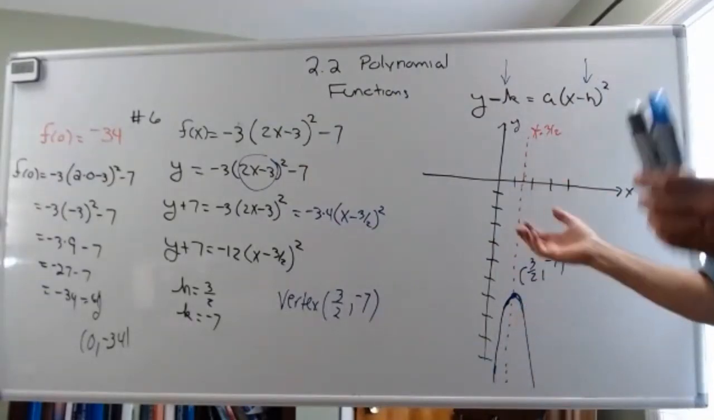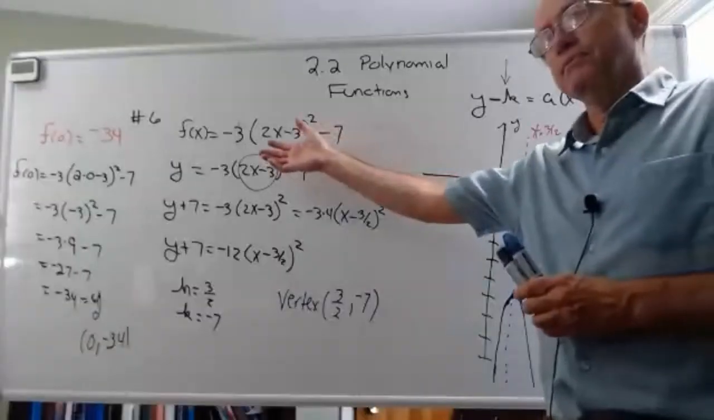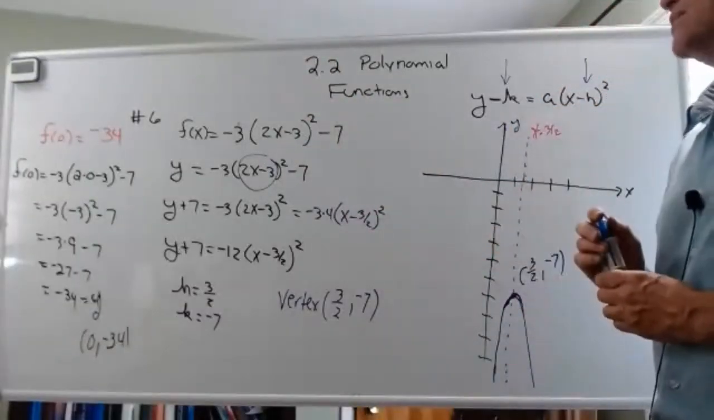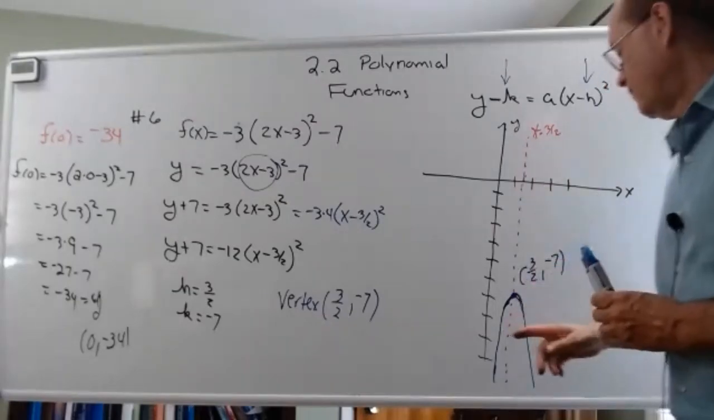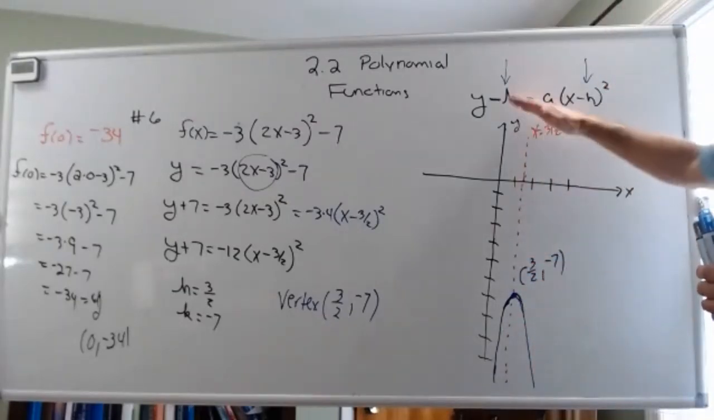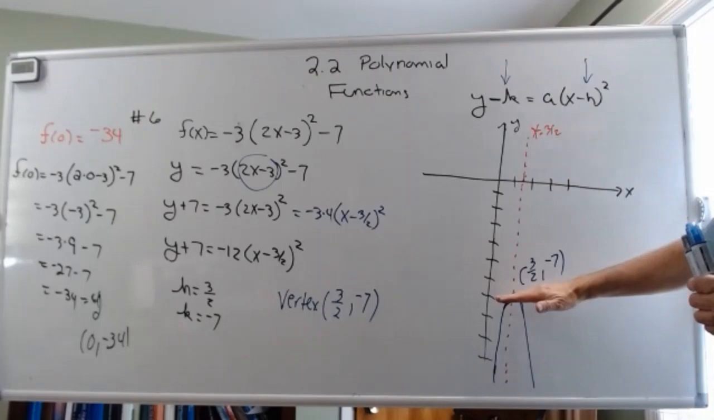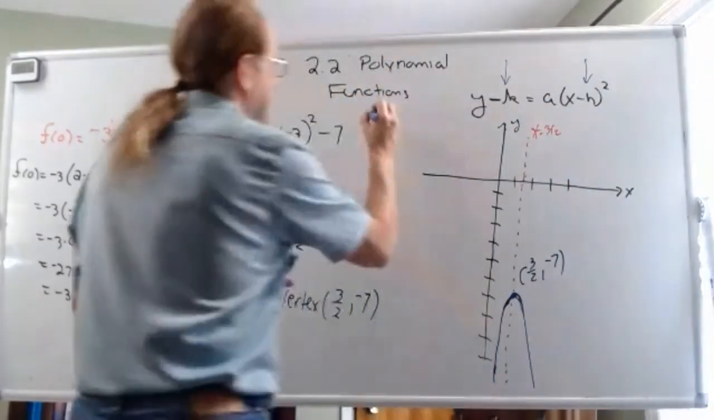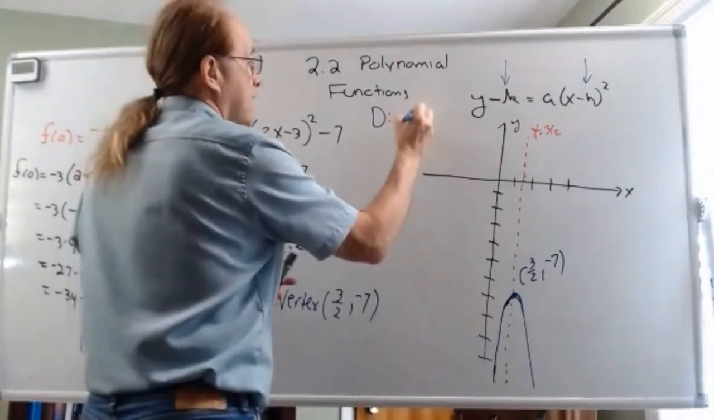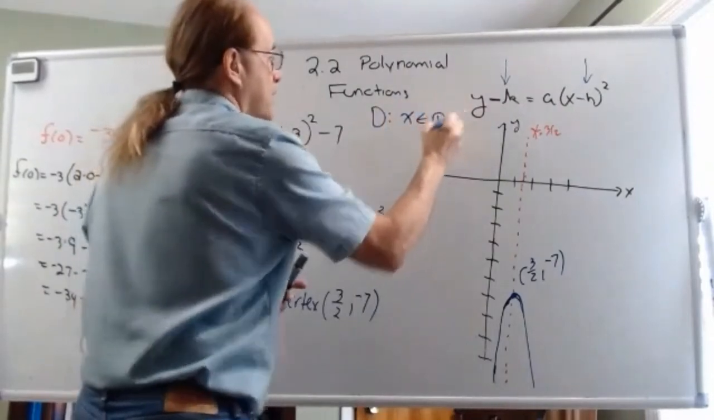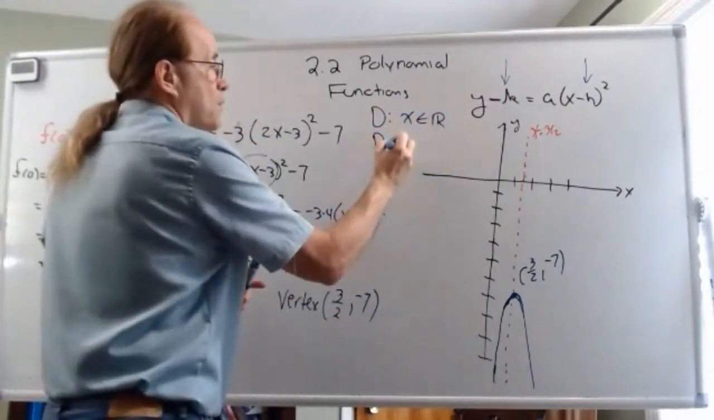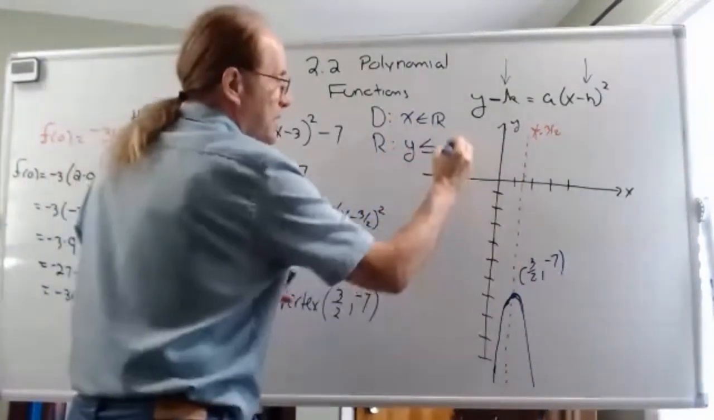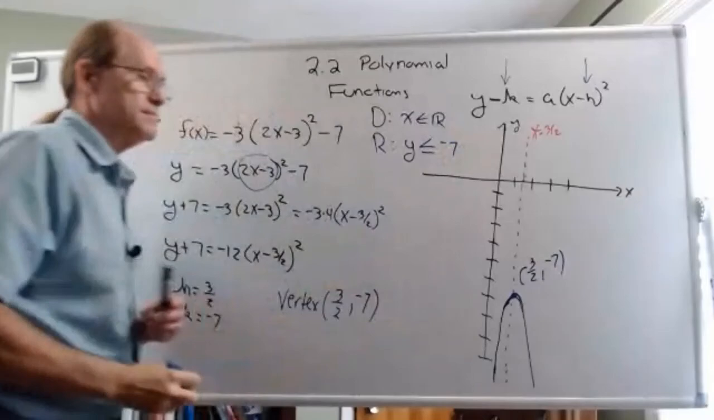What is the domain? Easy. It's a polynomial. The domain is x is any real number. What's the range? Well, that's a little bit different now. Notice I will never have a y value above -7. So I'll write it out. We have the domain is x is any real number. With the range, we have y is going to be less than or equal to -7.